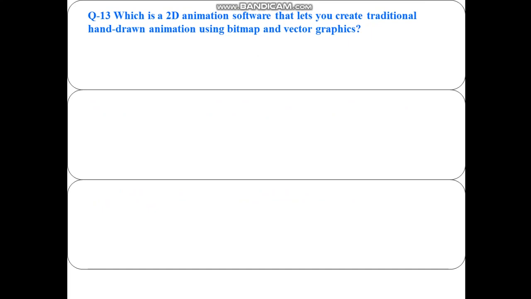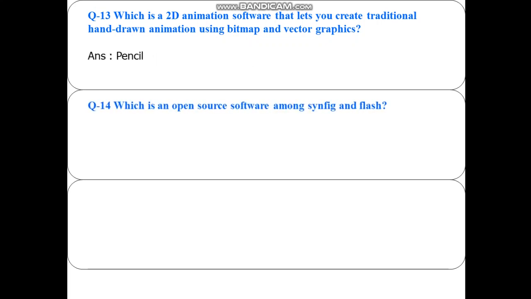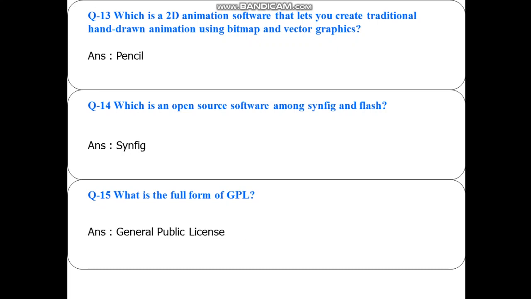Then which is a 2D animation software that lets you create traditional hand drawn animation? Remember the words traditional hand drawn animation using bitmap and vector graphics. Well, that is Pencil. Then which is an open source software among Synfig and Flash? Remember, Synfig is open source whereas Flash is licensed software. What is the full form of GPL? GPL means General Public License.